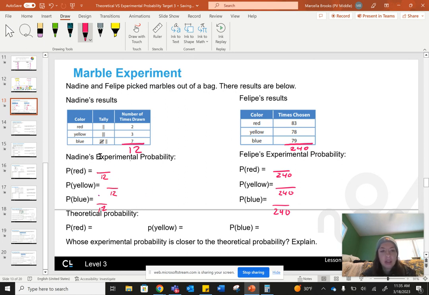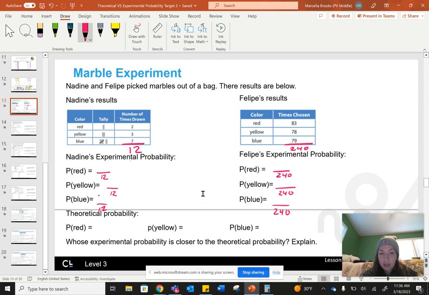So see if you guys can use the chart to fill out what's the probability of Nadine picking red, yellow, and blue, and then use the chart for Felipe's experimental probability. What did he get for red, yellow, and blue? And then I want you guys to tell me the theoretical probability of picking red, yellow, or blue.